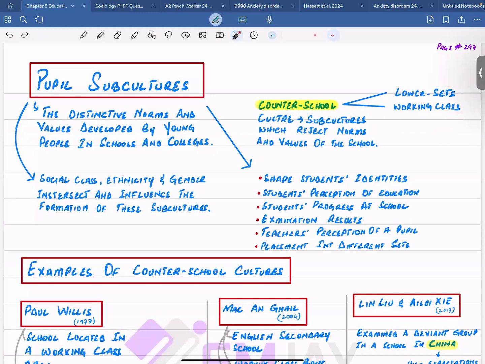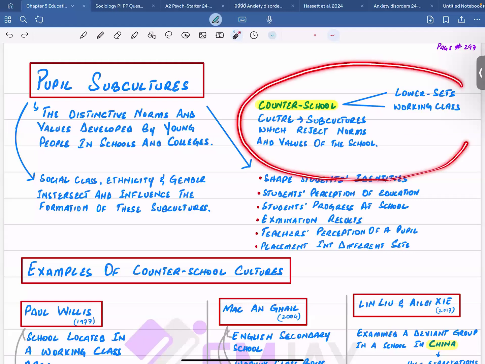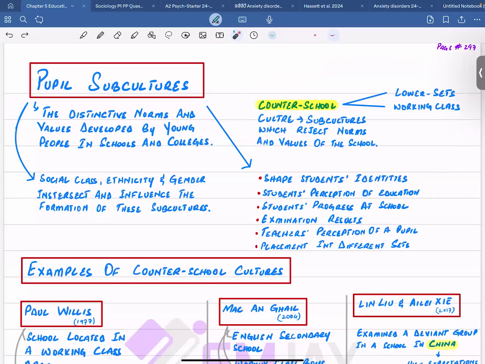So we spoke about pupil subcultures, and we should also remind ourselves that within schools, counter school subcultures exist too. These counter school subcultures are typically monopolized by students from the lower sets and students of working class origin. Now, as we take this a little further, let's look at how being a part of a particular pupil subculture would affect an individual's educational experiences within the education system.